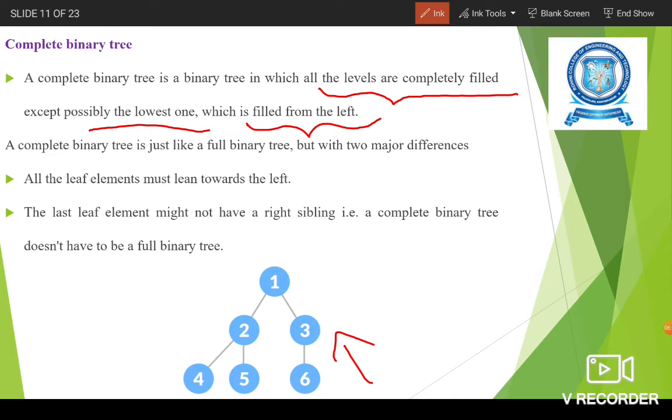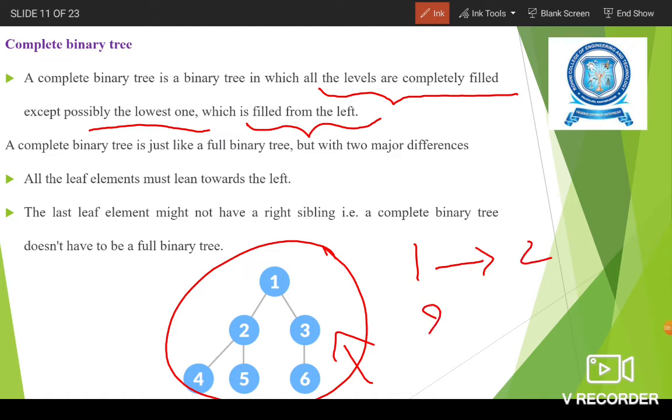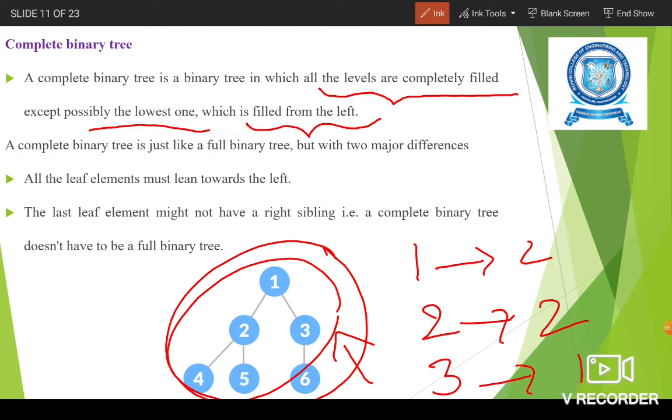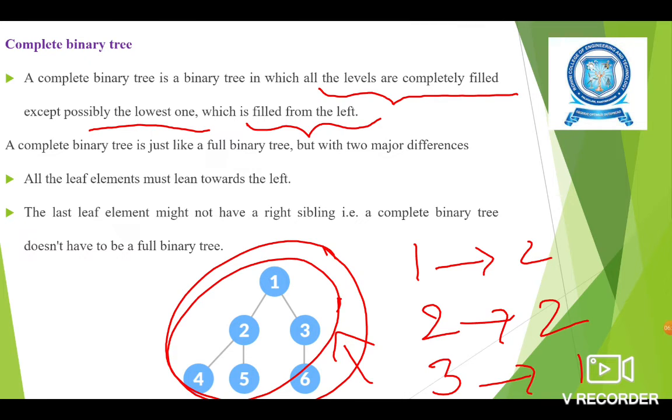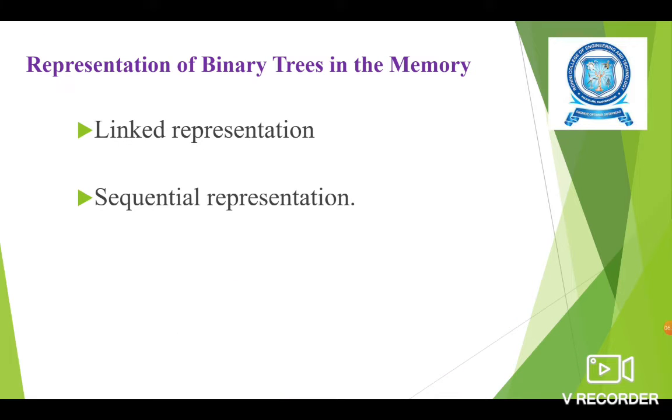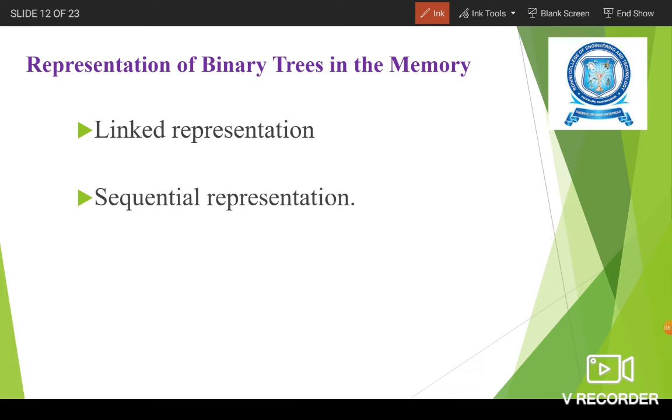Okay. So see the figure. It is completely filled. That is, node 1 is having 2 children. Node 2 is having 2 children. Node 3 is having 1 child. But it is filled from left. It is completely filled from left. Okay. So you can say this tree is a complete binary tree.